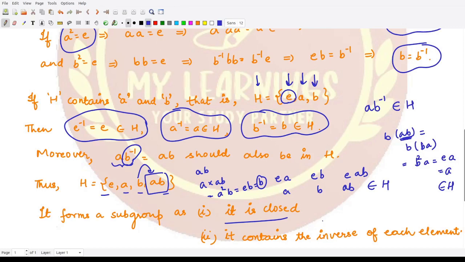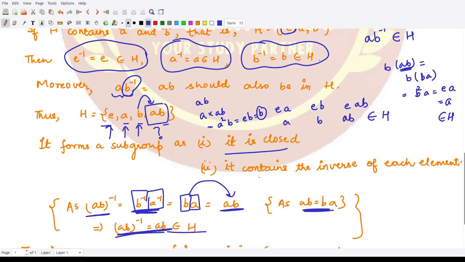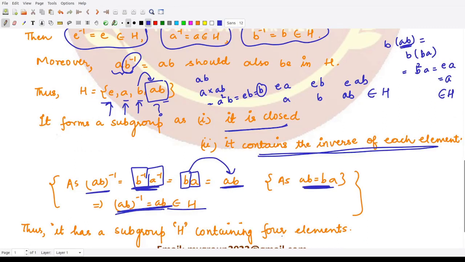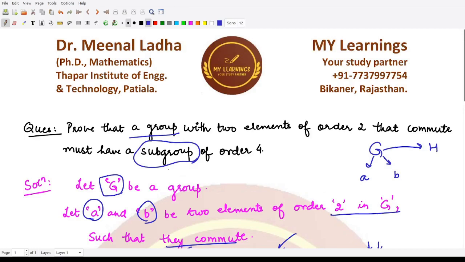The next thing: it contains the inverse of each element. We already saw for E, A and B. What about AB? Let's have a look. The inverse of AB is B inverse A inverse by the sock and shoe property, correct? Now the inverse of B is B and the inverse of A is A. Because these two commute with each other, you can write BA as AB. So you have the inverse of AB as AB only. So it also belongs to H, and it contains the inverse of each element. Hence both conditions are satisfied. Hence we can say this forms a subgroup and it contains 4 elements. So it is sure that under these conditions, there would be a subgroup of order 4 within this group G.